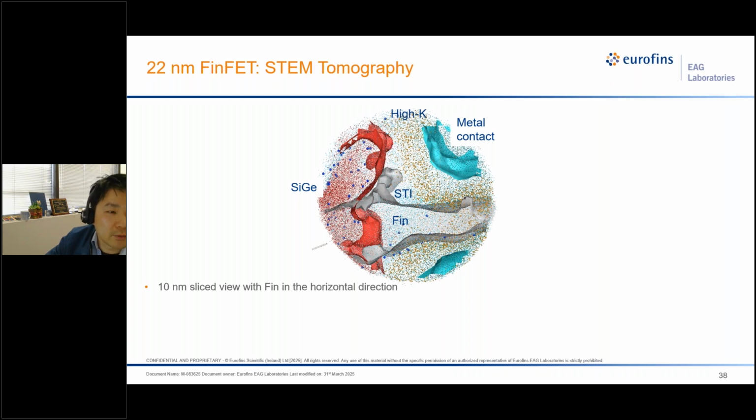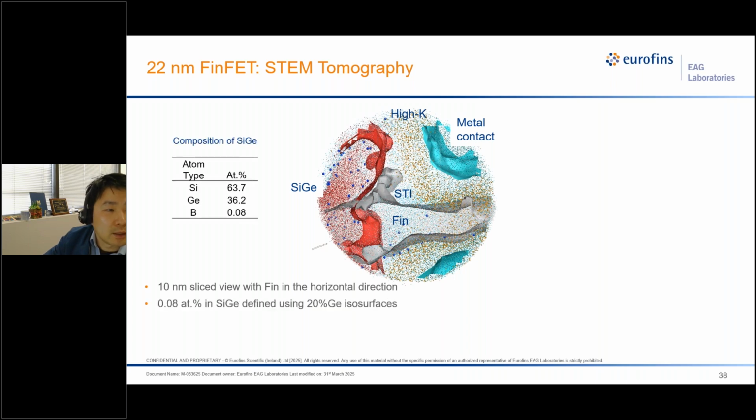So for this kind of complicated material, when we have materials with different evaporation fields, the reconstruction will be distorted. But nevertheless, we used 20% of germanium to isolate the SiGe region, and we estimate the boron concentration in this region to be 0.08 atomic percent. We also see some boron outside of the SiGe along the interface of the fin to the gate.